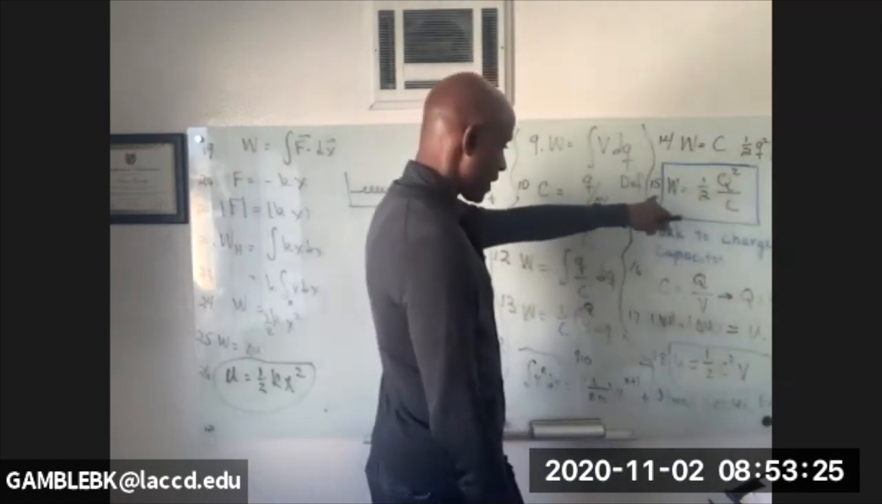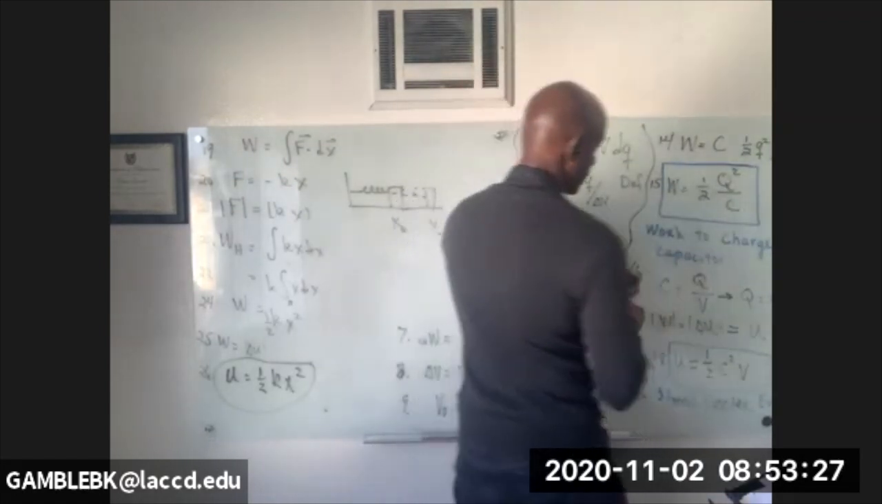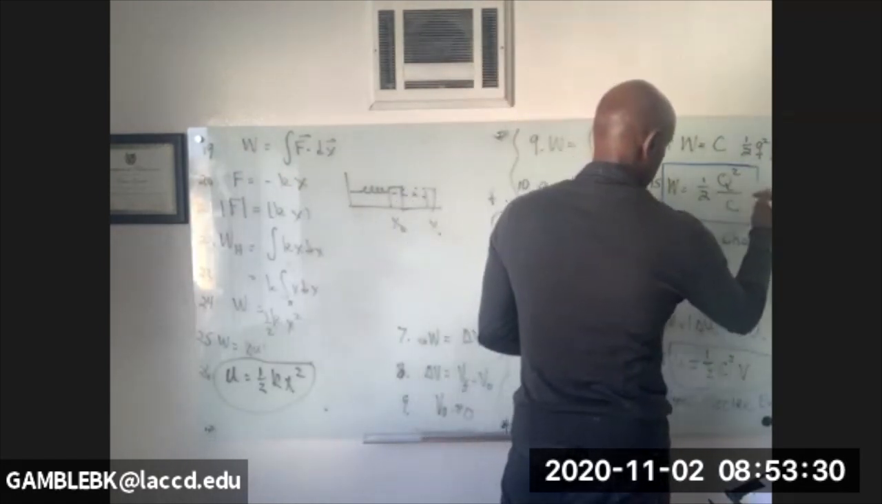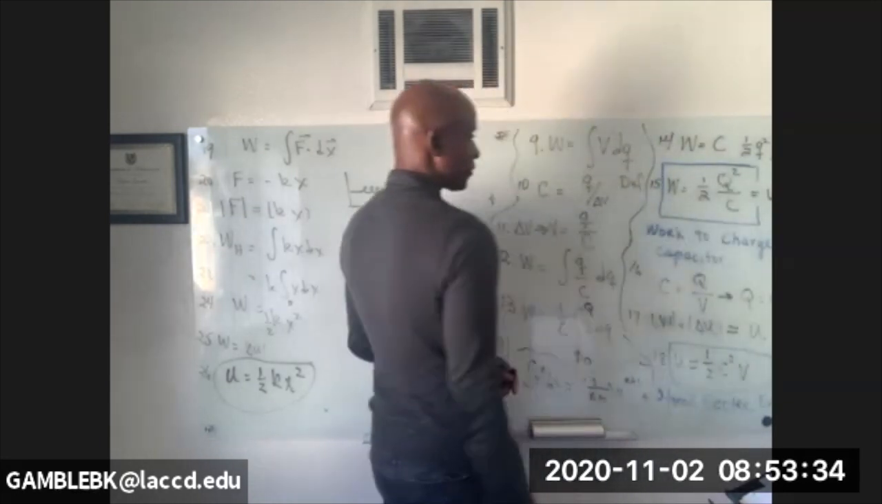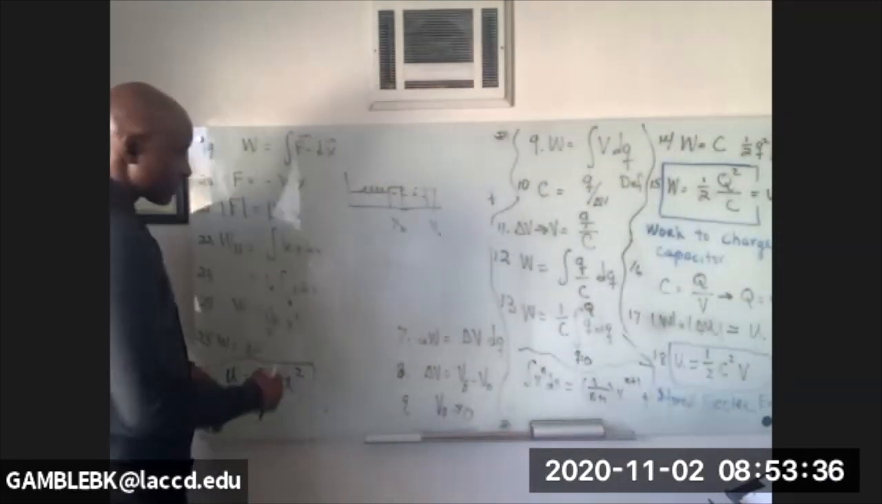And don't let this throw you off. I could also write that in terms of U here as well, right? So don't let that throw you off. So one version of U is that it's equal to 1/2 Q squared over C. That's analogous to the spring thing.